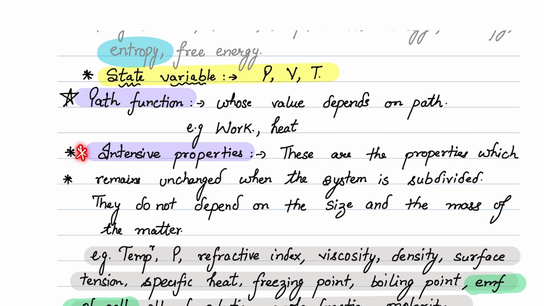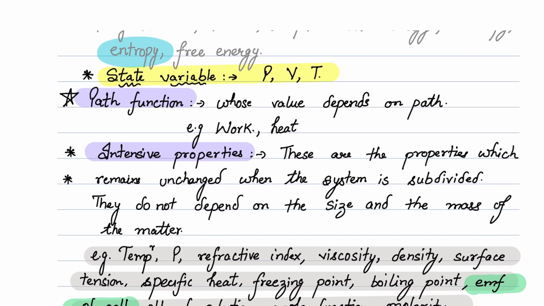Next important term is intensive properties. Now these are those properties which remain unchanged when the system is subdivided. They do not depend on the size or the mass of the matter. Now in competitive exams we can have a question that which of the following is an example of intensive property in exams like IIT-JEE Mains or NEET.